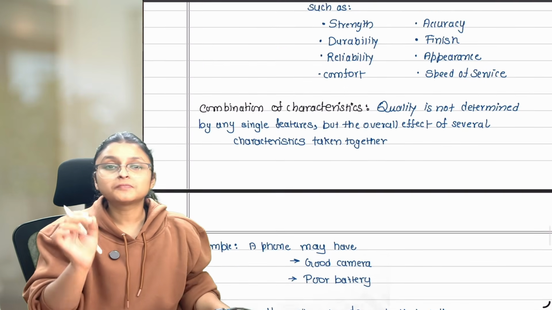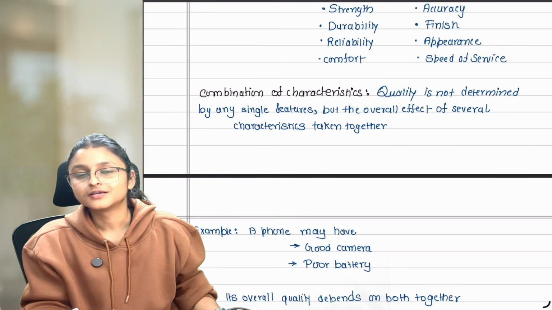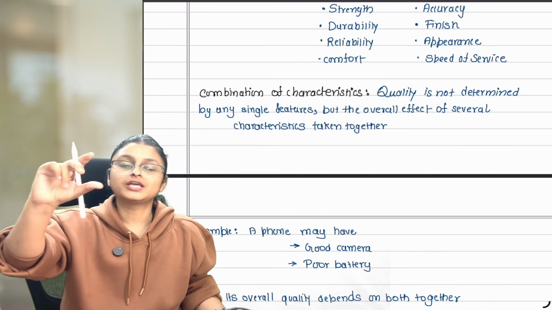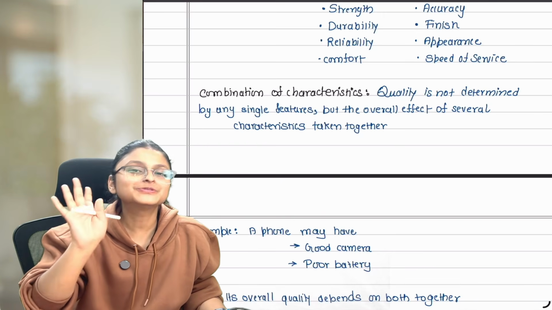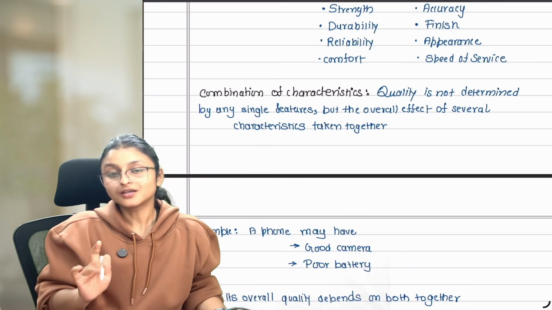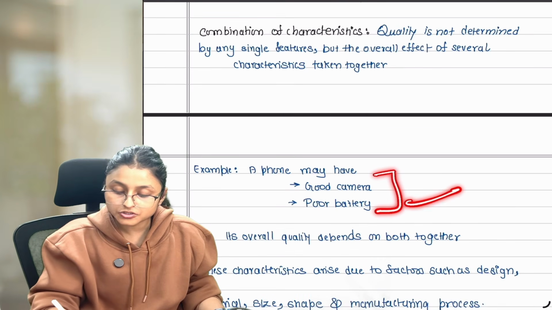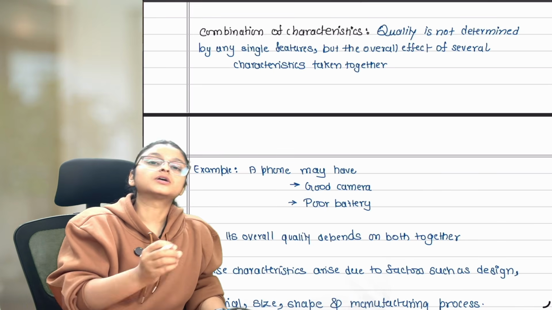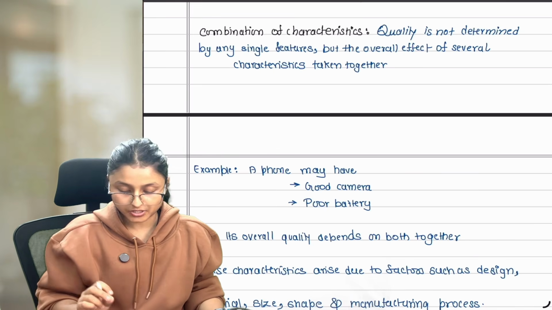Similarly, if you have a mobile phone which has a good camera but not a good battery, think about it. Whenever you switch on the camera to take a photo, the phone switches off. Will you say that it is a good quality product? Answer is no. It matters that a combination of characteristics should be good enough to distinguish it from other products. Then only we'll say that it is a quality product.